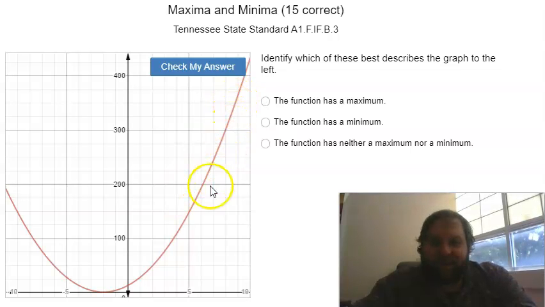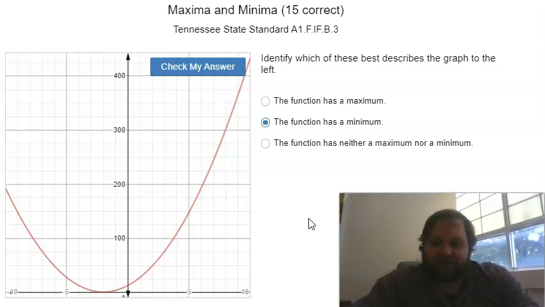On the other hand, if we look down here, the lowest this function ever goes is right there. And there's no place on this red line that is lower than that place right there. So we would say that this function has a minimum. And if you'll recall, this is called a quadratic function, these U-shaped functions. And quadratic functions will always have either a maximum or minimum. They can't have both, but they will have one or the other.